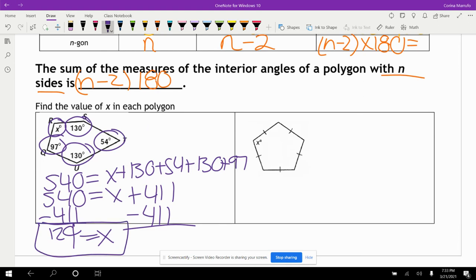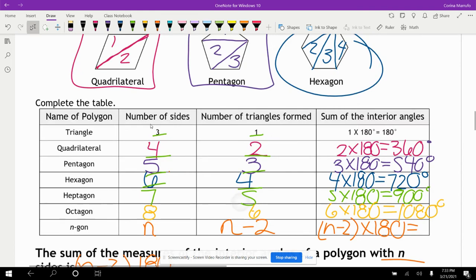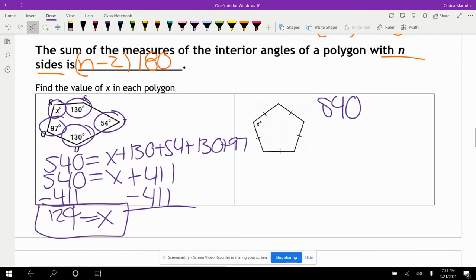The next one, now this one is a pentagon again. So we said the pentagon, the angles add up to 540. Wait, 1, 2, 3, 4, 5. Yes, 1, 2, 3, 4, 5. Let me just make sure. Yes, okay.